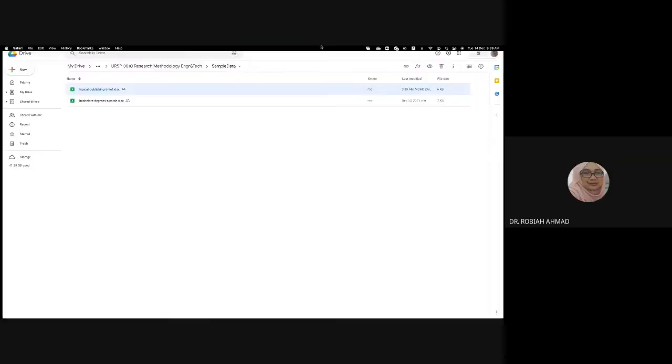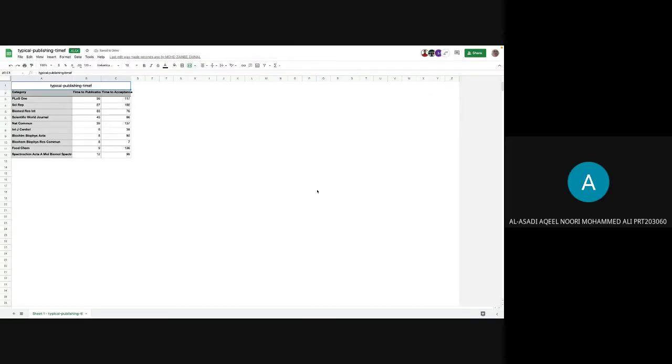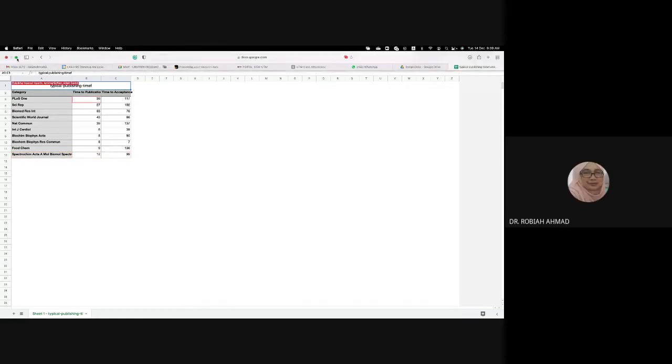Okay, so Akhil, can you share the data? Okay. I have 2 tables. Yes, this is one of them. We are talking about the typical publishing time frame of the scientific journals. So we have 10 journals, and the second column gives us time to publication, and the third column is time to acceptance. So what should I do with these fields of the table?